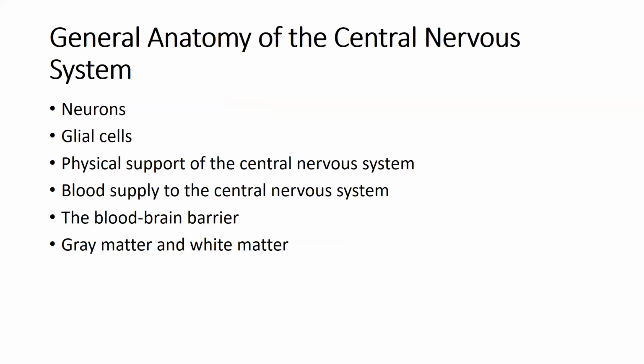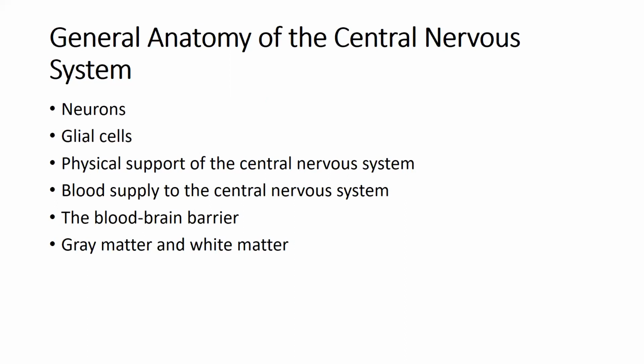All right. So these are the topics that we're really going to touch on today. Neurons, which are the main functional units. These are the excitable cells of the nervous system. Then we have glial cells, which are not excitable. These are the supporting cells. These help neurons to carry out their job. We're going to talk about the physical support of the nervous system. This is going to tie into the anatomy structures we looked at, skull, meninges.